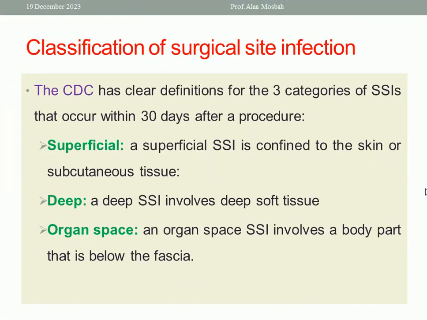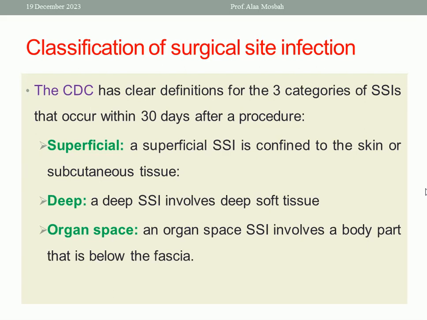What about classification of surgical site infection? CDC put three categories for surgical site infection that occur within 30 days after surgical procedure: superficial, deep, organ space. Superficial means what? Superficial surgical site infection is confined to the skin or subcutaneous tissue, while the deep surgical site infection involves deep soft tissue.